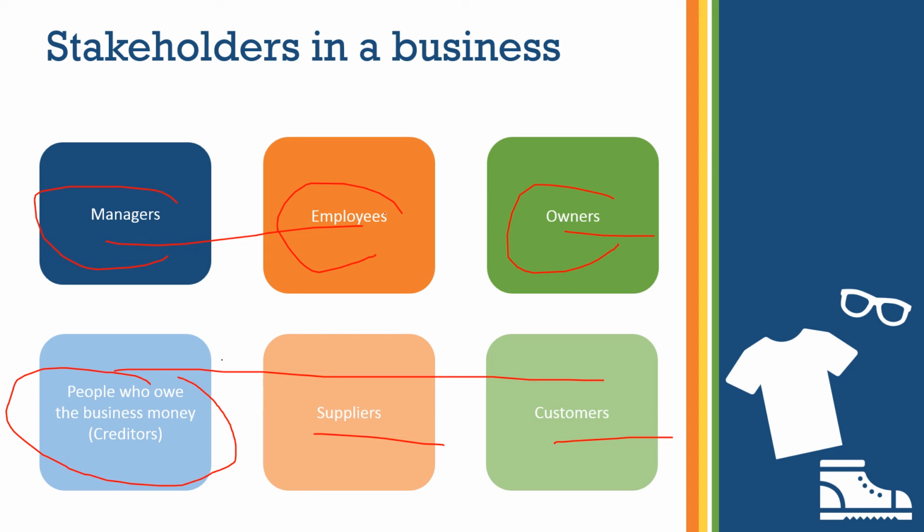So a manager is interested in the business because he is the manager of a department within your business. The employees are interested in the business and they are stakeholders because they work for the company. The owner is interested in a business because it's his business and therefore he is a stakeholder. So these are all stakeholders.